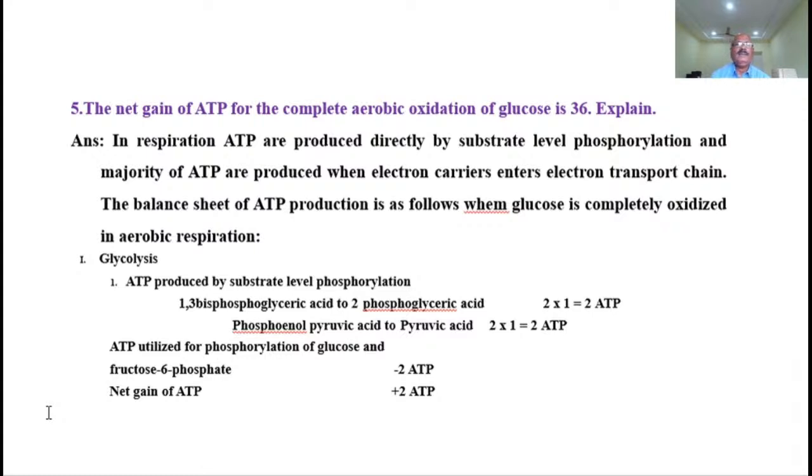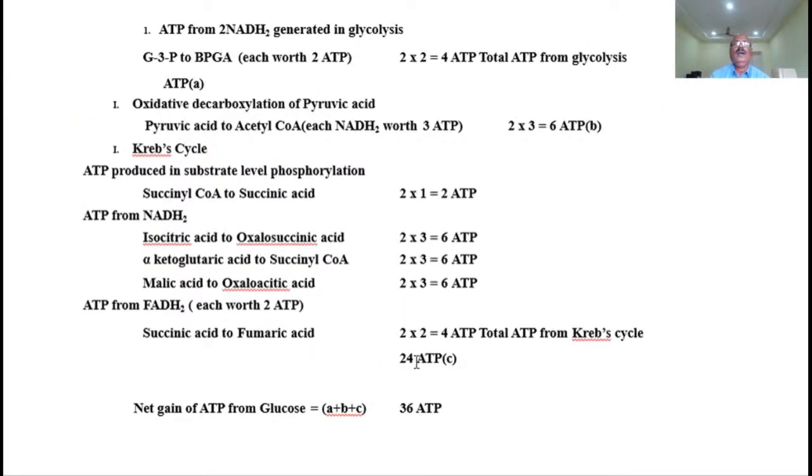In glycolysis, 1,3-bisphosphoglyceric acid is converted to 2-phosphoglyceric acid, so 2 ATPs are generated. Phosphoenolpyruvic acid is converted to pyruvic acid, 2 ATPs. So total 4 ATPs, whereas 2 ATPs are utilized. So net gain is 2 ATPs. Next slide. ATP from 2 NADH2 generated in glycolysis.